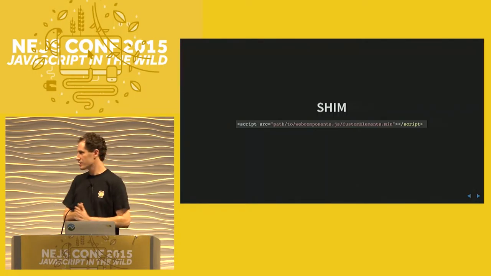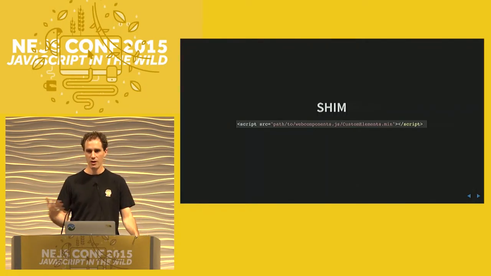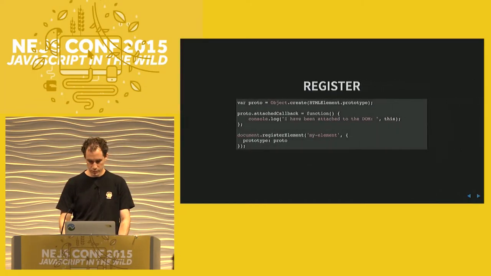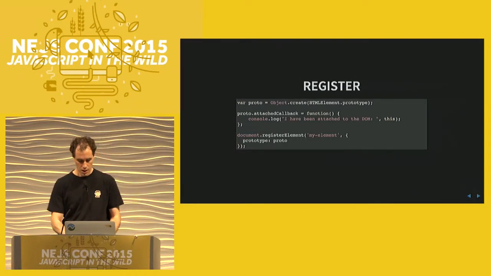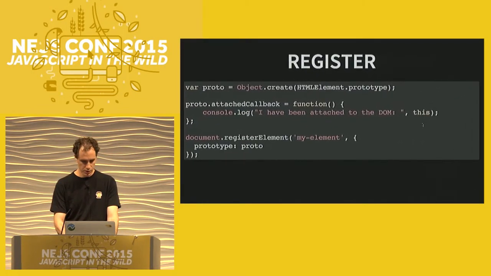You just put this script tag in your DOM, or you include it as part of your package manager, your bundler, right? Right here there's web components JS. This is one of the shims, and you just include it. It's actually fairly small, and we'll talk about that later. Okay, so here's how you register your custom elements. I'm gonna zoom in so everyone can see that code, okay.